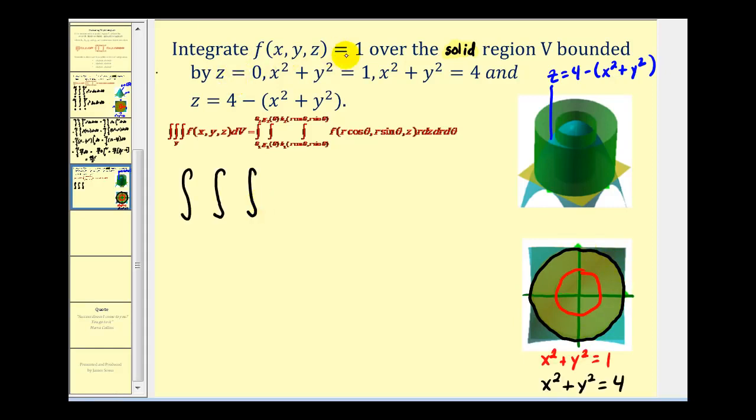So this time f of x, y is equal to 1. So differential v is just going to be r dz dr d theta. And now for the limits of integration for z expressed as a function of r and theta, going back to this graph here, we know now we can replace x squared plus y squared with r squared. So z is going to start at 0, this yellow plane, and then go up to the surface, which will be 4 minus r squared, using cylindrical coordinates.